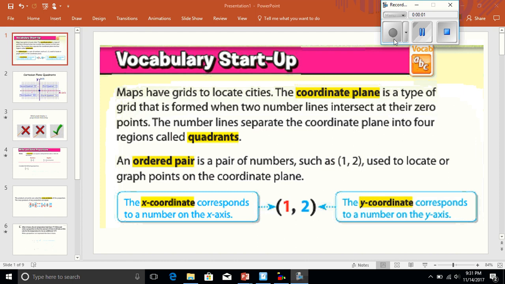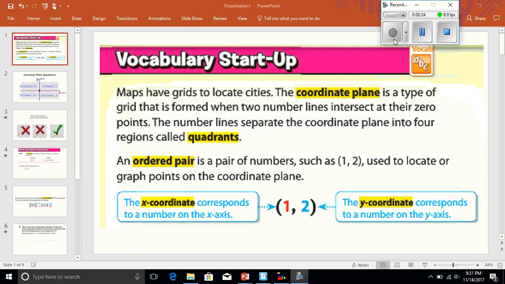We're going to do a quick review for the quiz coming Thursday here. Here's the vocabulary startup. As it states, maps have grids to locate cities. The coordinate plane is a type of grid that is formed when two number lines intersect at their 0 points. The number lines separate the coordinate planes into four regions called quadrants.